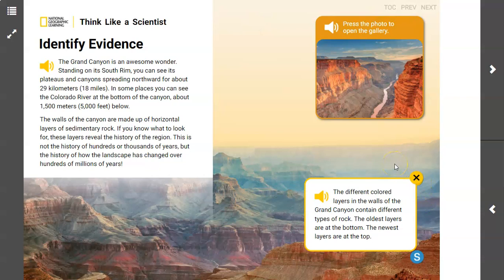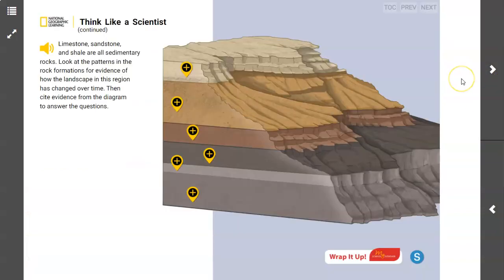The different colored layers in the walls of the Grand Canyon contain different types of rocks. The oldest layers are at the bottom. The newest layers are at the top. Okay, let's go to the next page and see what we have there. Now this is a really interesting diagram, but let's read before we look at the diagram.